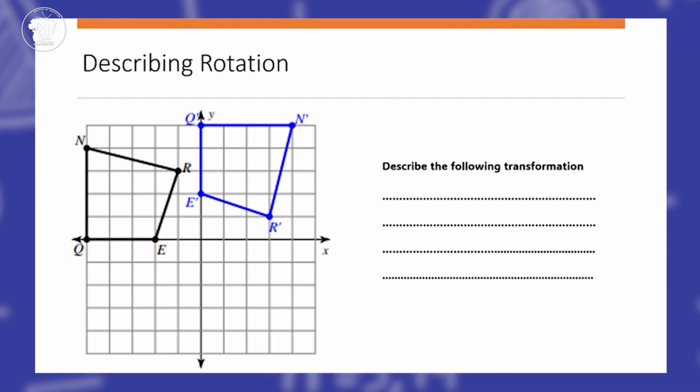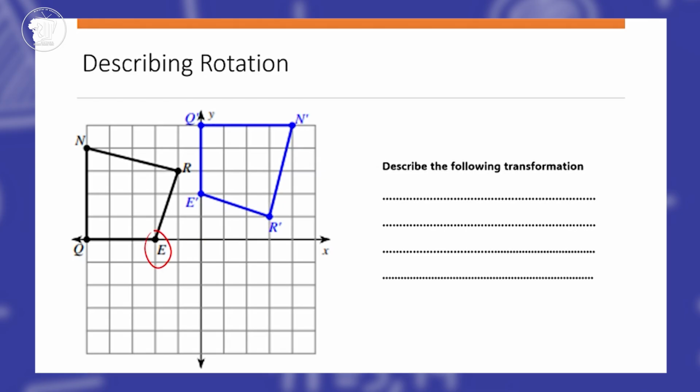To describe a rotation, it's very easy. We must first state the amount of degrees that the shape rotated and whether this was clockwise or anti-clockwise. And we must state the center of rotation. A key tip: most times in CXC, the center of rotation will be the origin. So you can start off with the assumption that the center of rotation is the origin, and you can start measuring from there. So let's describe this rotation. We'll identify the center of rotation as the origin.